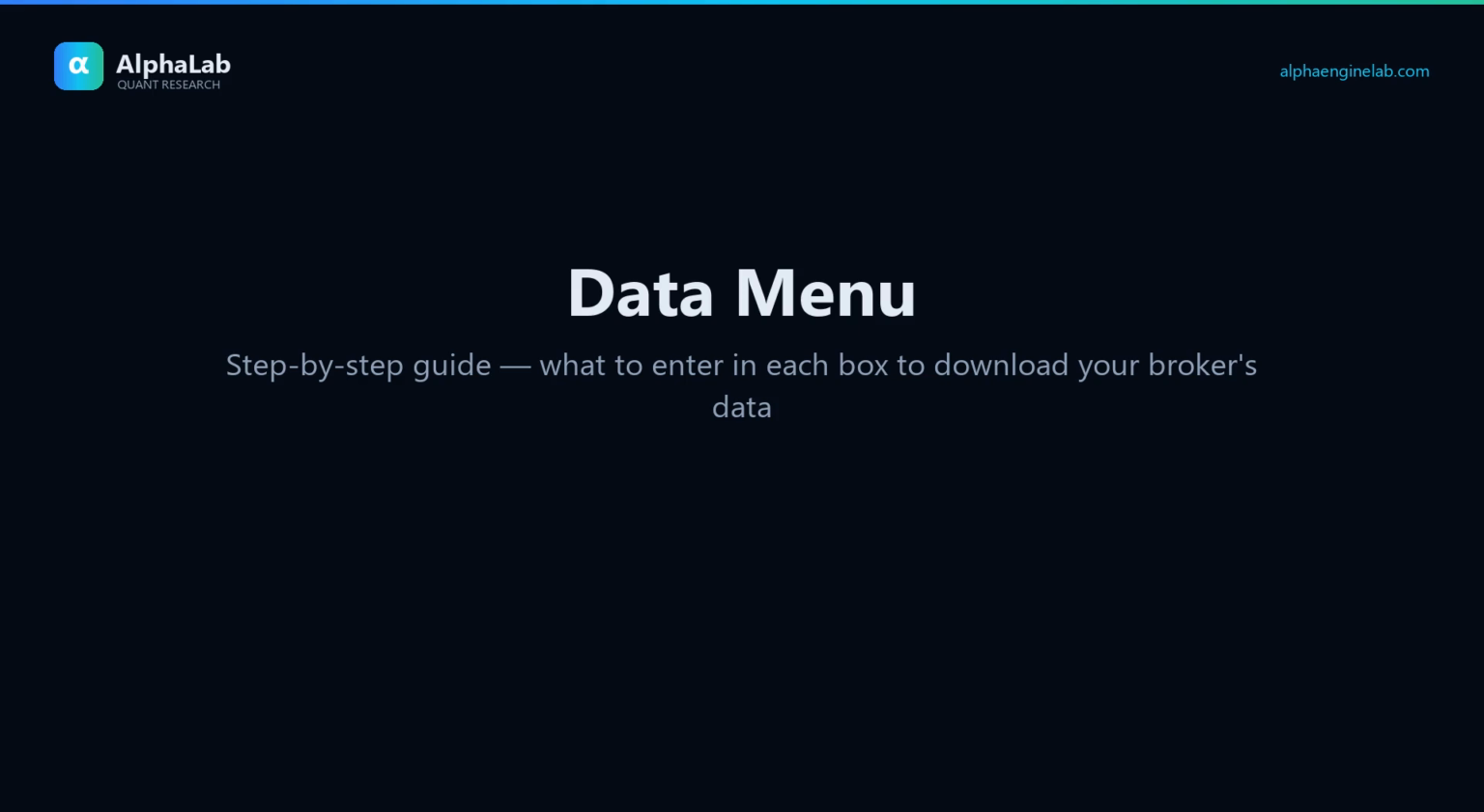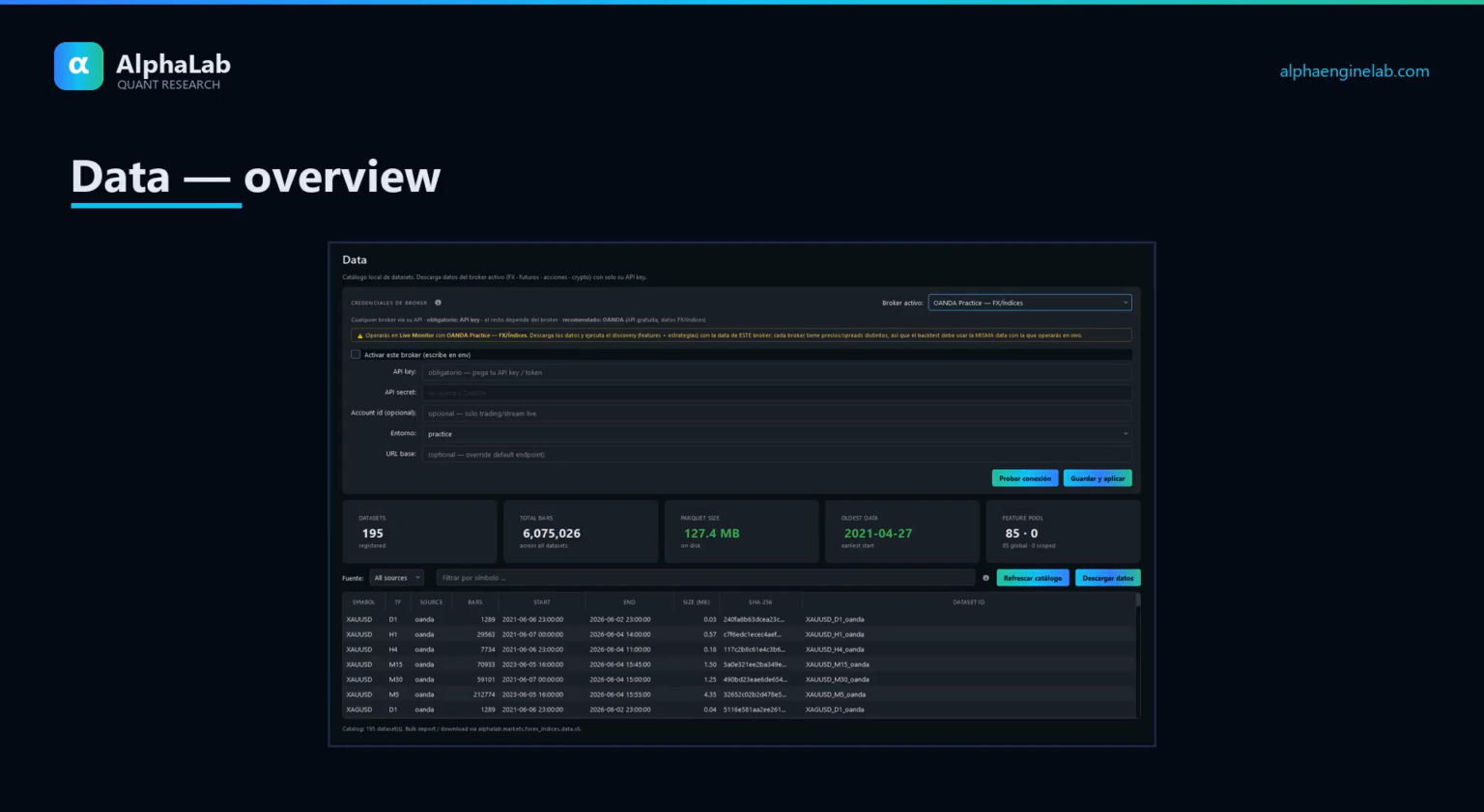So we'll go through every box, every dropdown, and every button, making it crystal clear exactly what to type in each field. The data menu splits into three areas. At the top, the Broker Credentials panel, where you enter the API key and the rest of your broker's details. In the middle, the Stat Cards, and the Filter row with the Refresh Catalog and Download Data buttons. And at the bottom, the Catalog table, which lists every dataset you've already downloaded locally.